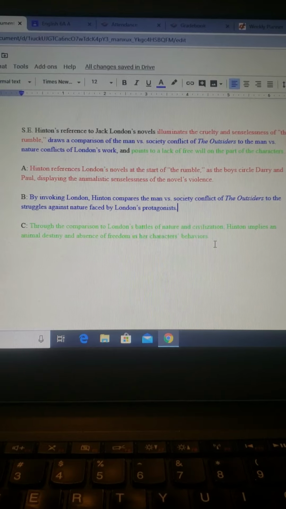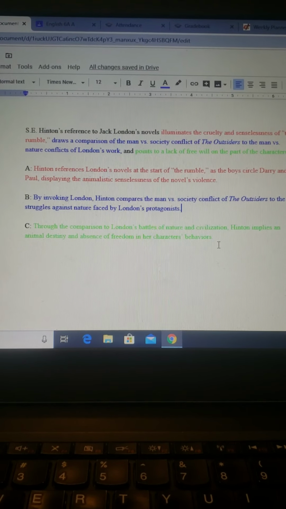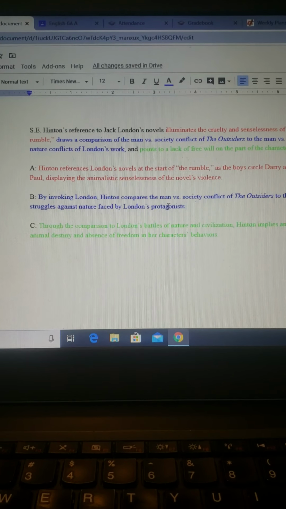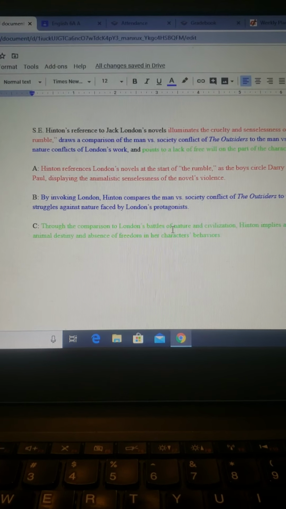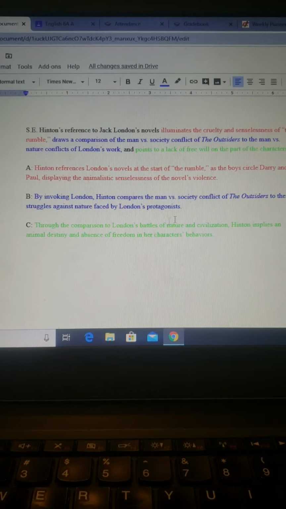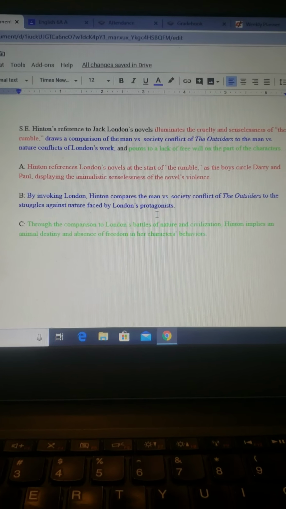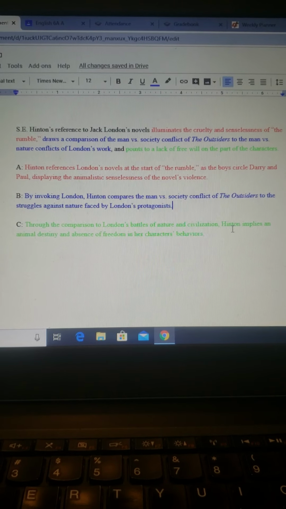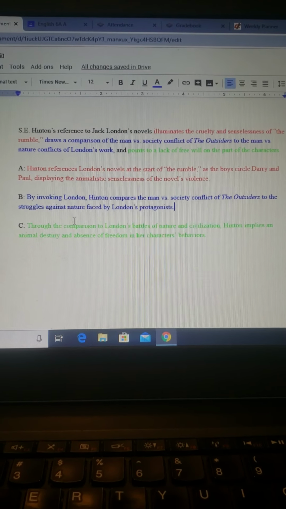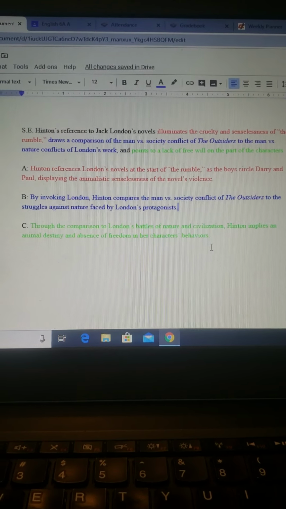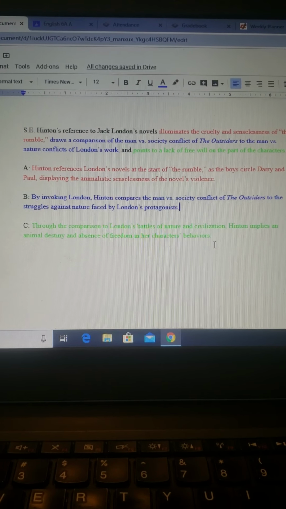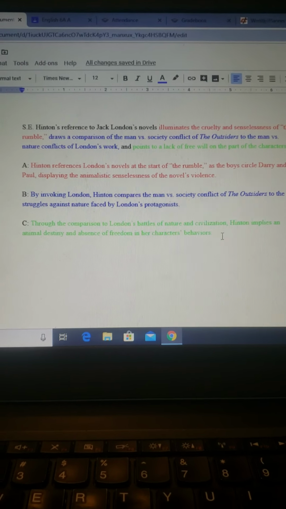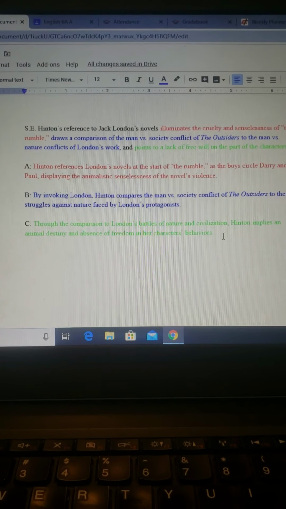Basically, they don't have a choice in this. They're destined to behave the way that society has forced on them. So I'm echoing both of these paragraphs in my third paragraph, which is a really strong way of building an argument. All of these have a connection, a thread that's going to kind of culminate in this final paragraph. So implying an animal destiny, implying a lack of free will, a lack of ability to make decisions, basically that the characters are following instinct, an absence of freedom in her characters' behaviors, meaning they're stuck in a certain way because of how society is.